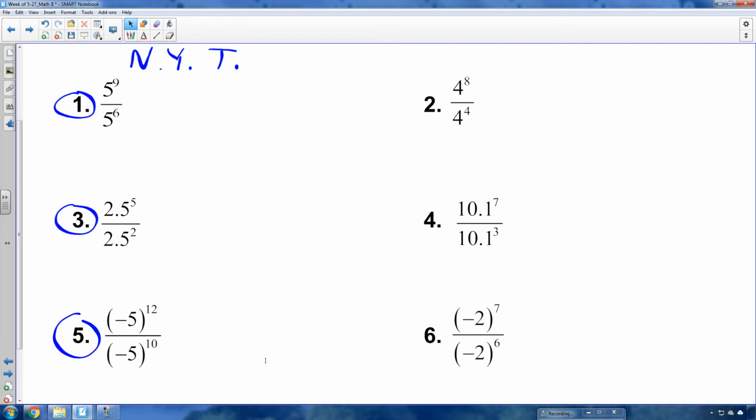Pause the video, give them a shot. You don't have to expand them out. All you have to do is keep the base and subtract the exponents. So pause the video and see what you can do.